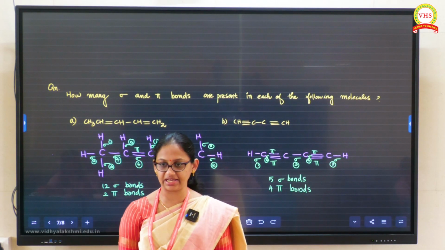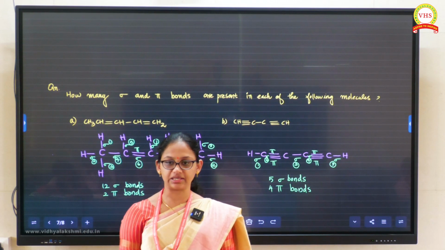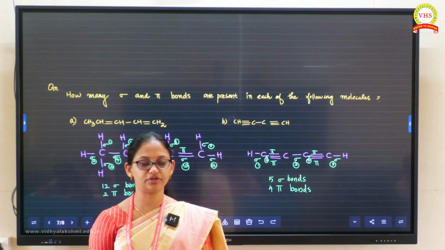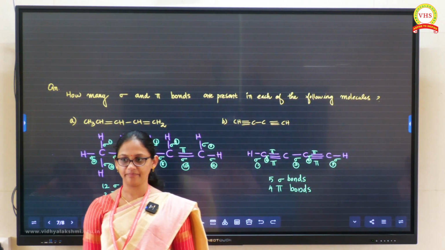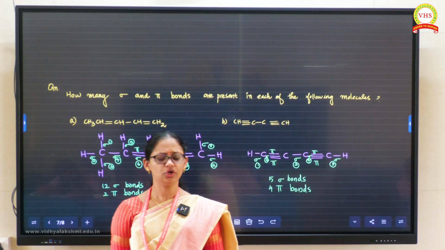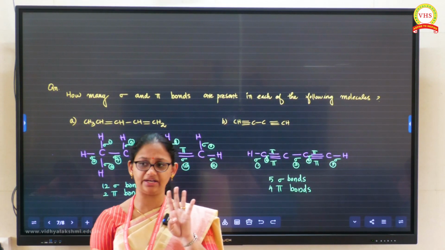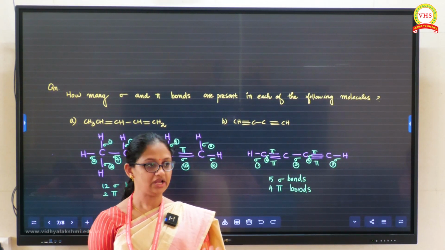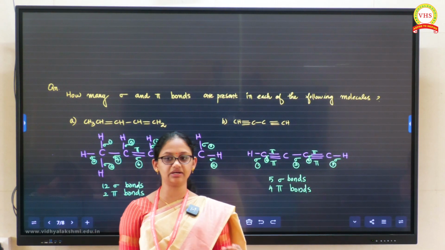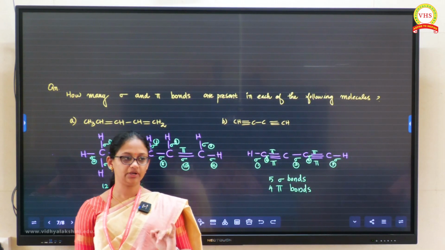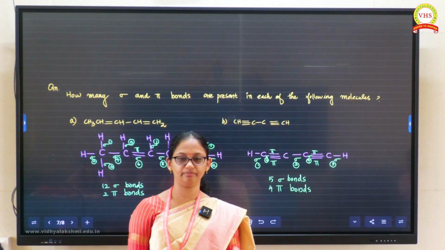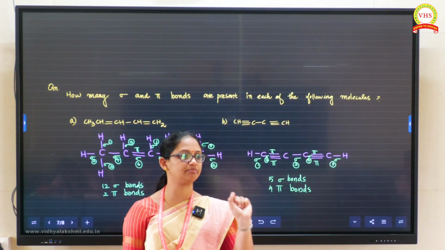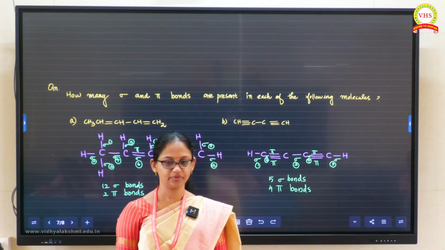In order to assign or identify sigma bonds and pi bonds, first you have to draw the complete structural formula. The 2 points you should remember: carbon valency is always 4. Carbon can make single, double and triple bonds, but hydrogen will make only a single bond. That bond is a sigma bond. Is it clear? Okay.